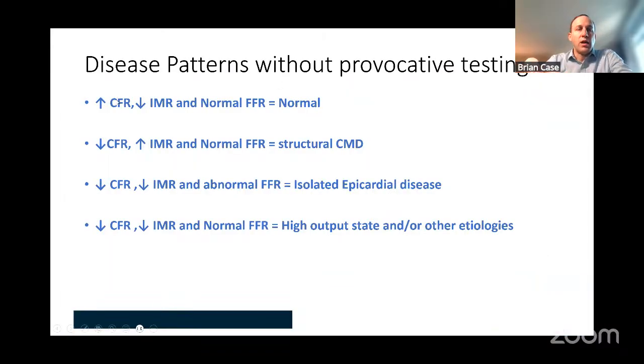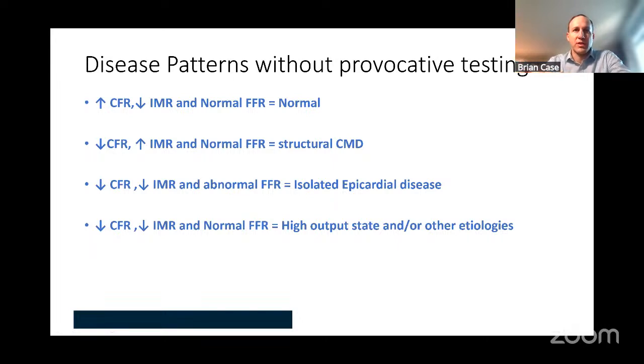Again, what's normal? High CFR above 2.5 and an IMR less than 25, and no evidence of epicardial disease. That is normal. Low CFR, so less than 2.5, and an IMR that's elevated, and normal epicardial vessels, that's structural CMD. If you go in and there's a 50% lesion and you see that your CFR is low, but then your IMR is normal, and you have an abnormal FFR or RFR, maybe that 50% lesion isn't 50% and it's actually ischemically significant.